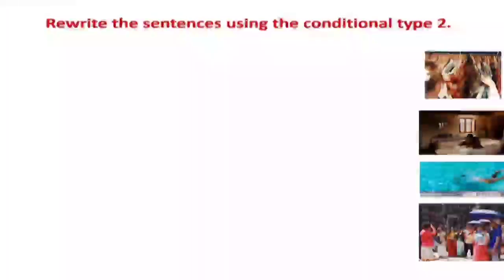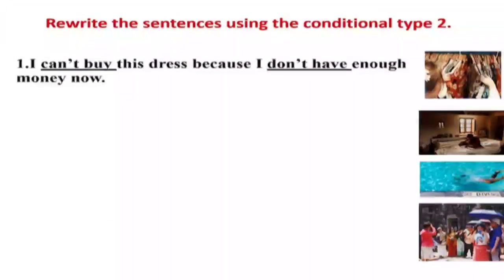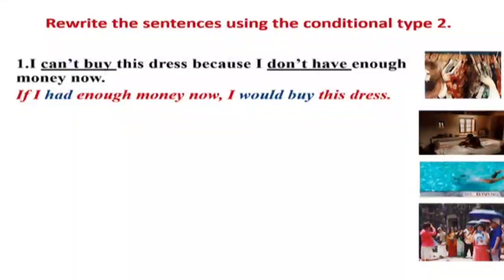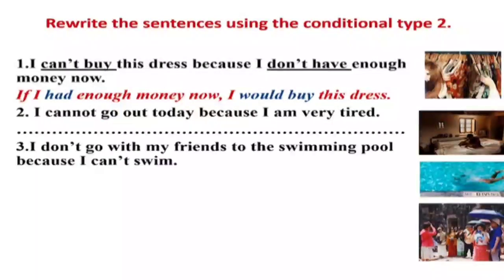Okay, now what you're going to do is to rewrite the sentences using the conditional type 2. You are going to write again the sentences. For what is in the first picture? So this woman wants to buy a dress, but she doesn't have money, right? She said, I can't buy this dress because I don't have enough money now. So if you imagine the unreal situation, what would you say? We can say, if I had enough money now, I would buy this dress, but the reality is that she doesn't have enough money. Okay, so you finish the other sentences and then you continue the video to check your answers.